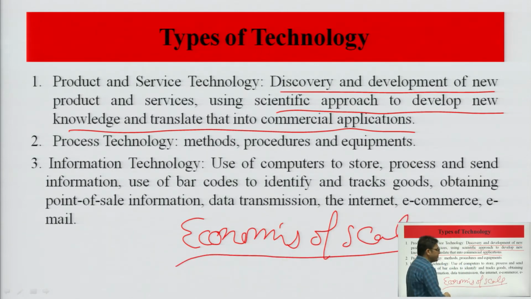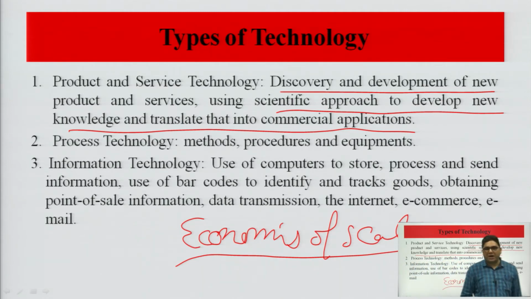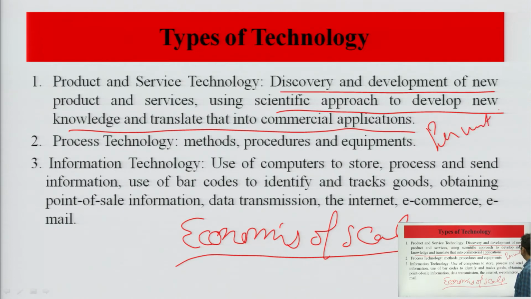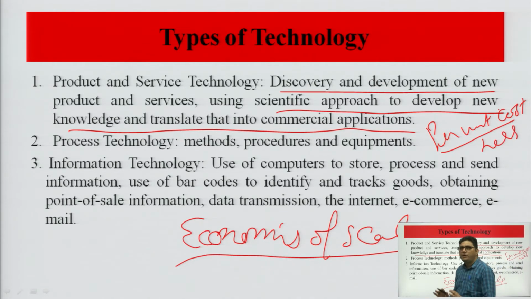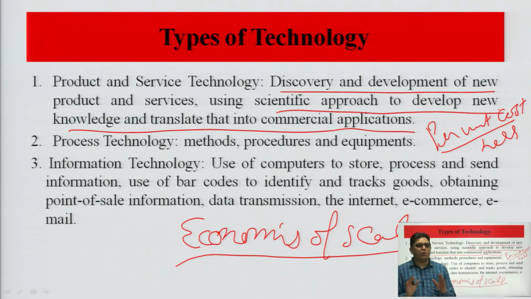And what are economies of scale? Once the company is in the position to produce more, to produce maximum output in a minimum period of time, the per unit cost of production is going to be less. It is going to determine how you are in the position to bring down or reduce the cost over a period of time.